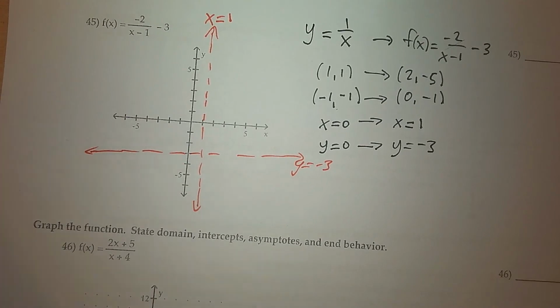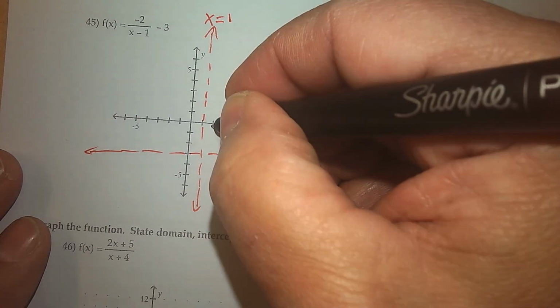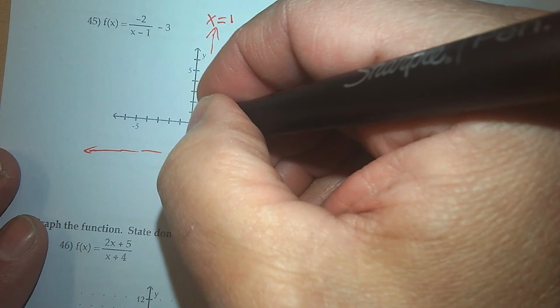And then there are 2 points. One point is at 2 and -5. And the other is at 0 and -1.